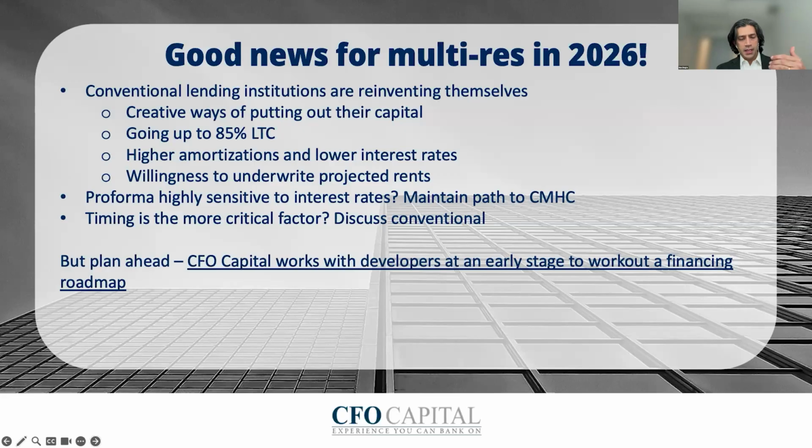So we are seeing loan to cost from conventional lenders touching potentially 85%, them offering higher amortizations, lower rates, and willingness to work with you and be flexible for your project, which you may or may not see from a CMHC insured option today, right? So this is in today's context.